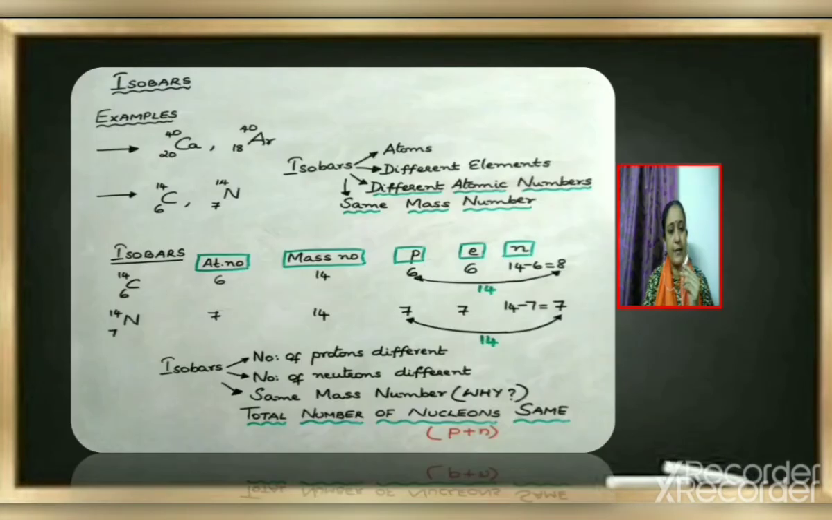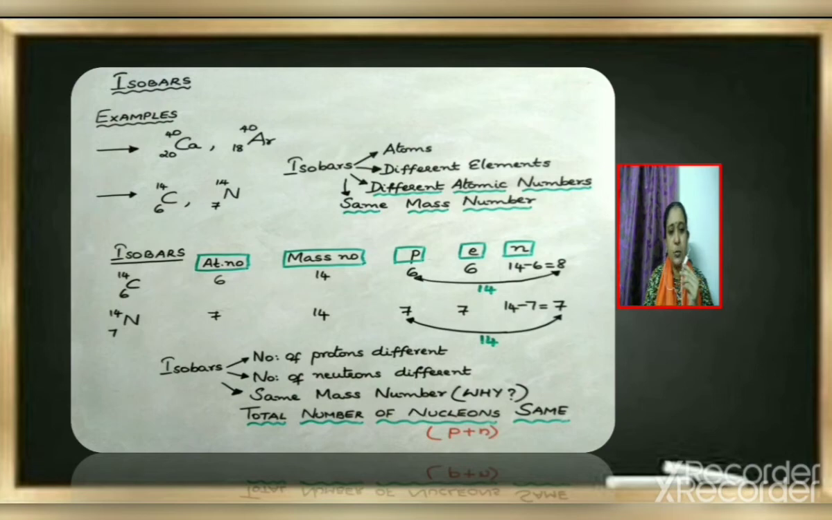Next we shall learn about isobars, the last topic of the chapter. First let us see which are the examples for isobars. Calcium 20 40 and argon 18 40 are isobars. Another example given is C 6 14 and N 7 14 are isobars.